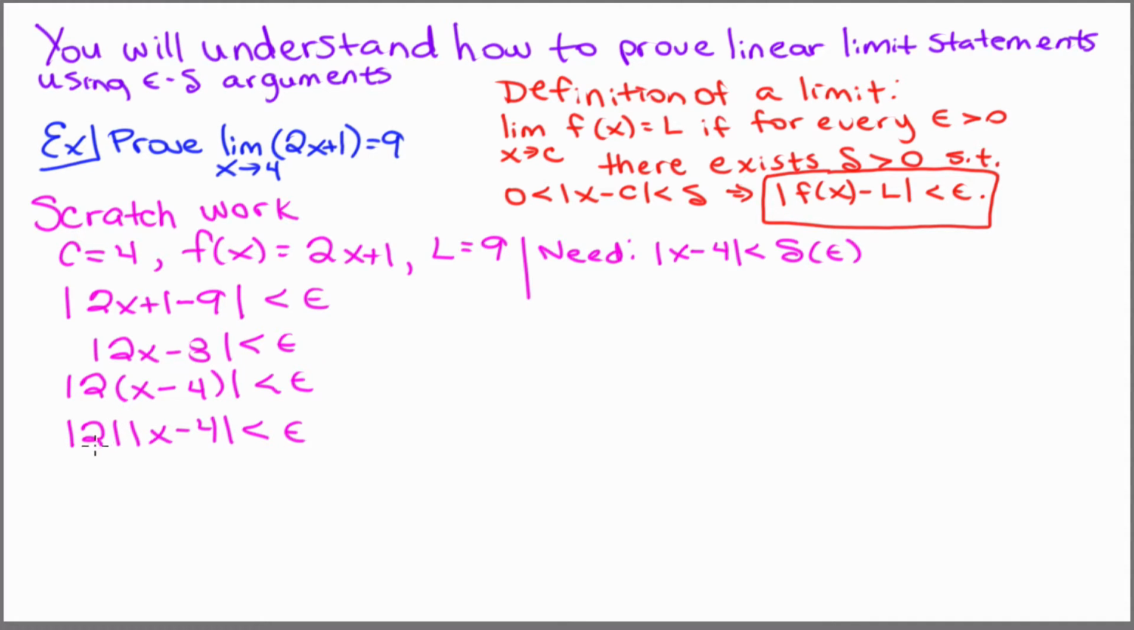We can do that by dividing both sides by the absolute value of 2, but before we do that, observe that the absolute value of 2 is just 2. That would be 2 times the absolute value of x minus 4 less than epsilon. Now, let's divide both sides by 2.